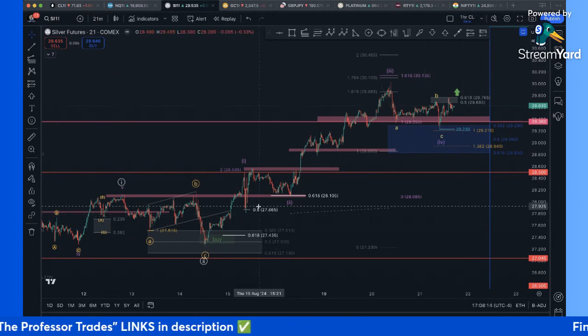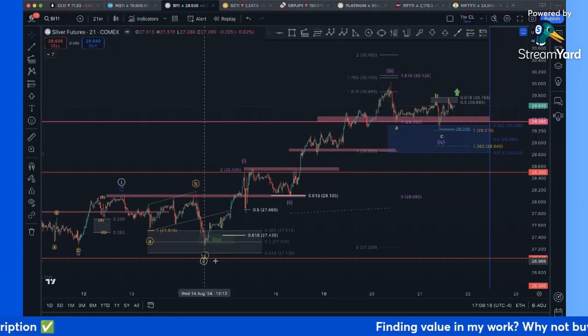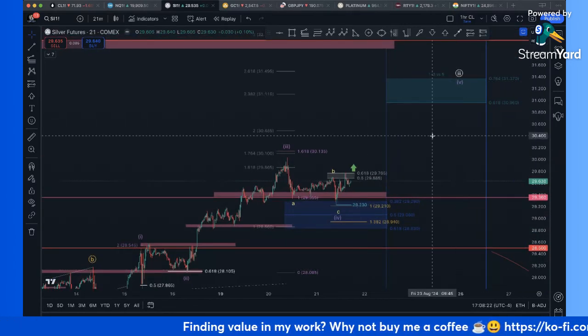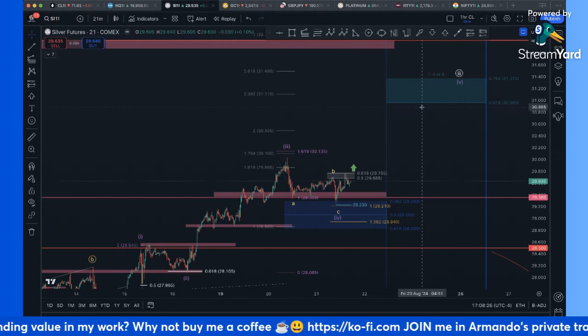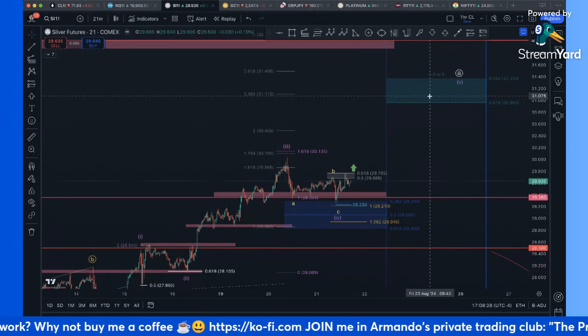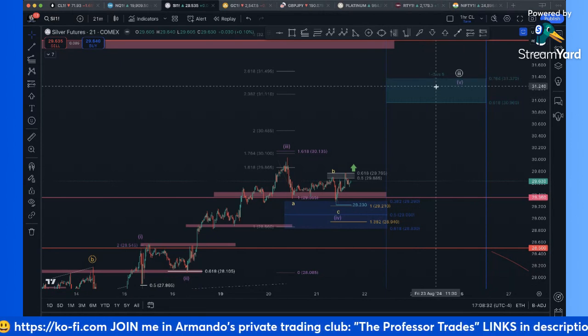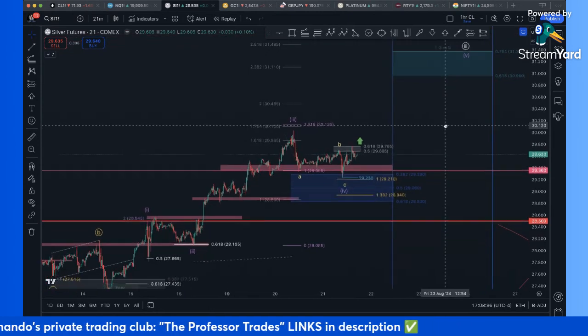Because I think we are possibly in this white wave 3, which projects, by the way, over to here, call it 31. Anything over 30 is going to be great, honestly. But the ideal target for me is like 31.11. If it wants to extend, great. But I like 31.11 as the target for wave 5.